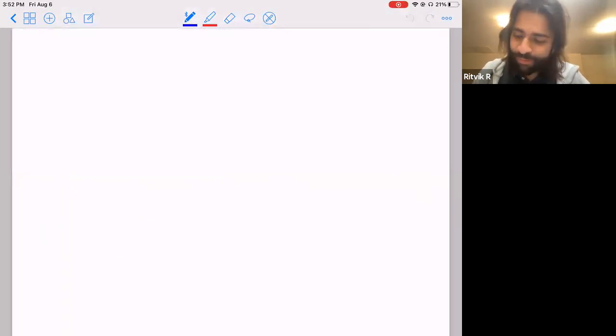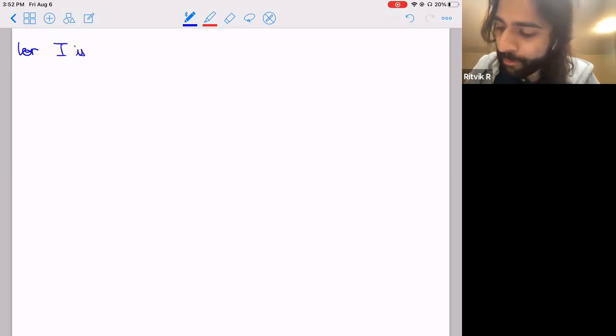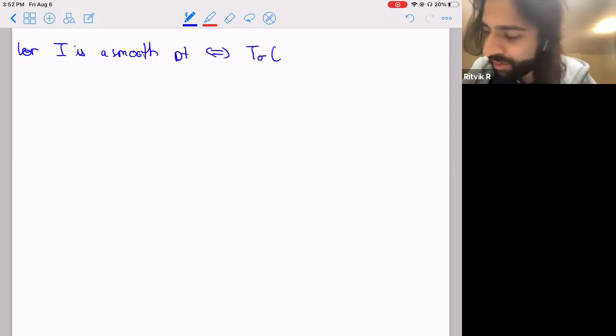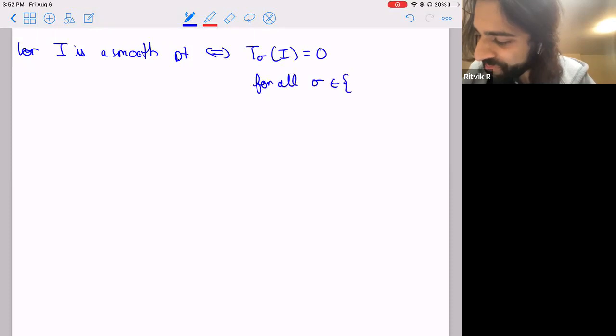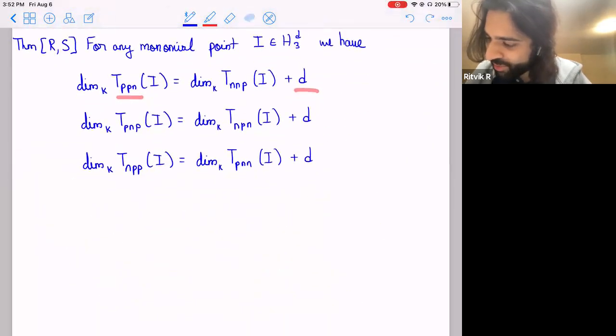The first thing you can do is actually, in many cases, determine if your point is singular. Okay, so here's the first corollary. You have a smooth point if and only if the tangent spaces where you have two negatives are all zero. Let's see why.